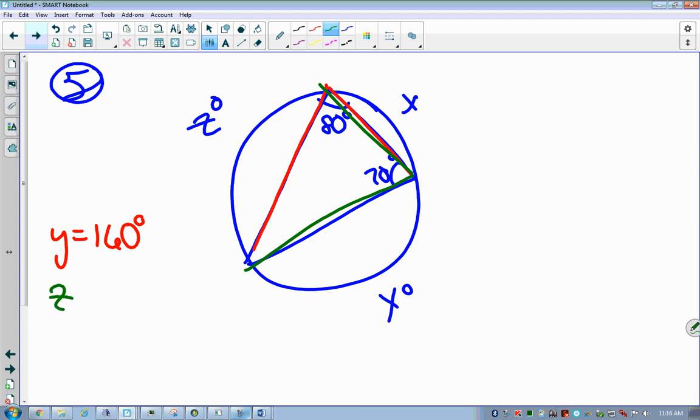So Z is what? 140. For X, I can do one of two things. I can add up 140 and 160 and subtract that sum from 360, or I could take the 80 and 70, which is 150. The remaining degree here is 30, right? And double that, so for X, I'm getting 60 degrees. Which should make sense to us because 160 and 140 is 300. The remaining number of degrees is 60, so for a couple different reasons I can see that working. Okay? That makes sense. Great.